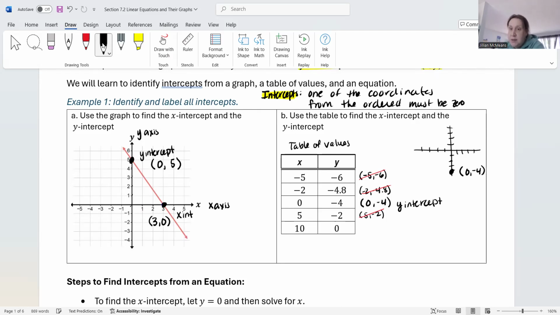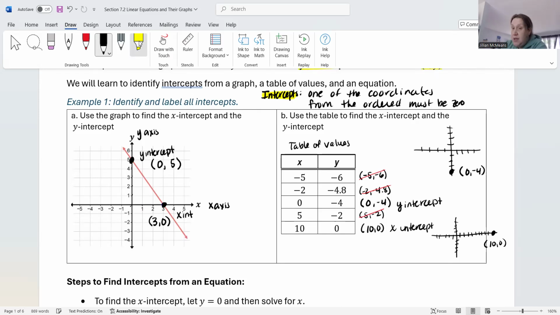Okay. And then the last point in this table of values, we have the ordered pair 10, 0. So if I were to plot this, 6, 7, 8, 9, 10. From the origin, I would go to the right 10, and then I would not go up or down because that y-coordinate is 0. So you can see right here, this is the ordered pair 10, 0, very obviously lives on the x-axis. That would make this an x-intercept.